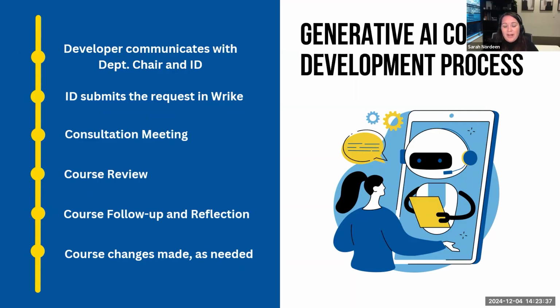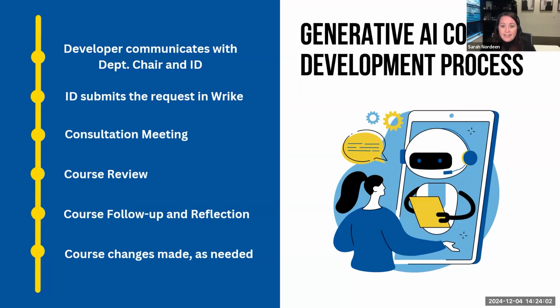Then you will be reaching out to your instructional designer, and they will go over the vision with you so they can submit an appropriate request in Wright. From there, a consultation with Alyssa will be made, and also with the appropriate stakeholders, depending on the needs of what you're looking for in your generative AI assignment. Based on the outcomes of that meeting, your vision will start to take place.